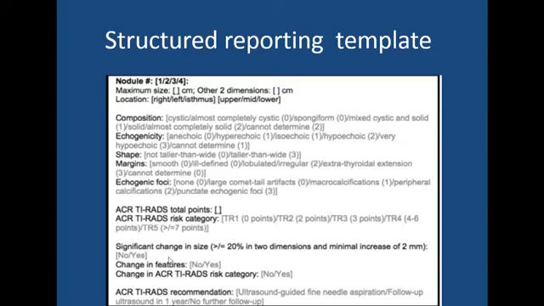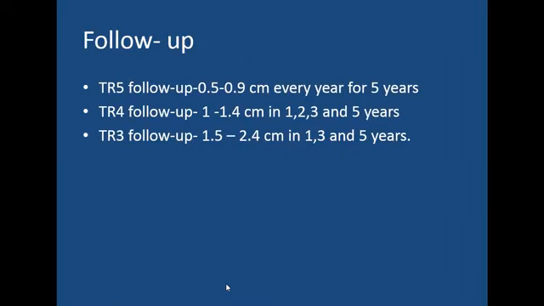After that, I will mention the total points and the corresponding TIRAD level. And if the nodule is for follow-up, I will mention if there is a significant change in the size, if there is a change in the features, if there is a change in the TIRAD level, and at the end, I will write the recommendation, either FNA or follow-up. And for follow-up, actually, we follow for 5 years, and it will be every year for a nodule with TIRAD 5. For a nodule with TIRAD 4, it will be in the first year, and second year, and third year, and then the 5th year. For a nodule corresponding to TIRAD 3, I will follow in the first year, then in the third year, and then at the fifth year.